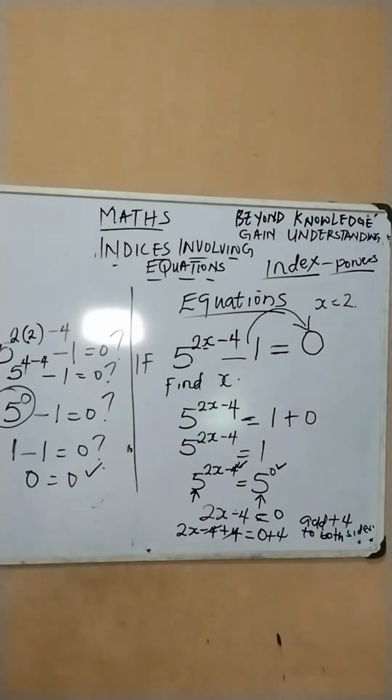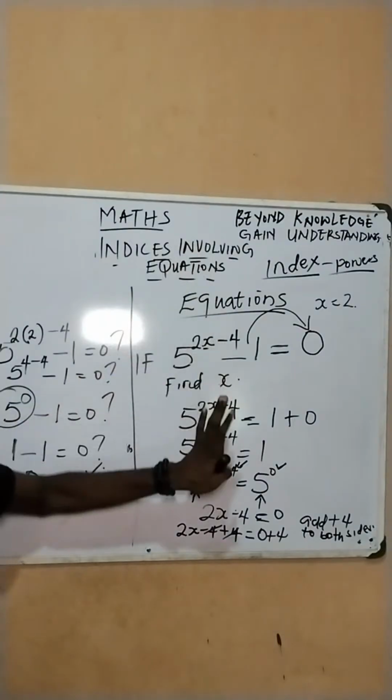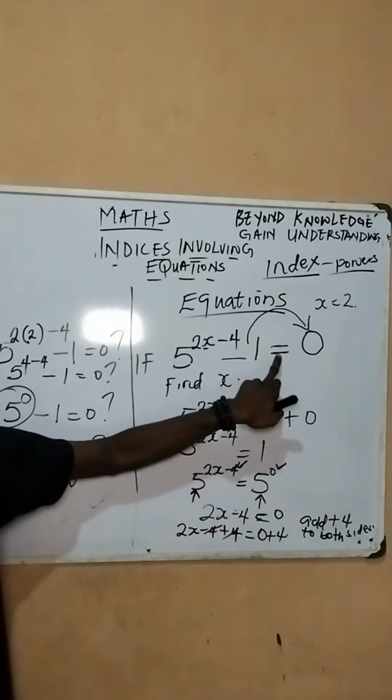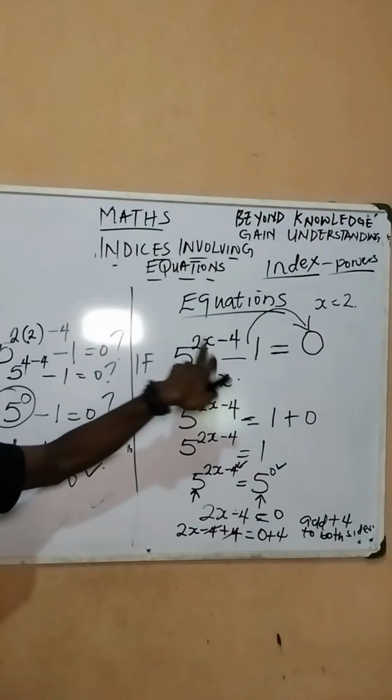So this is it. This is how you solve indices involving equations. And the reason why it's an equation is because there is an equality sign first, and secondly, there is a variable that you are looking for. So take note of that.